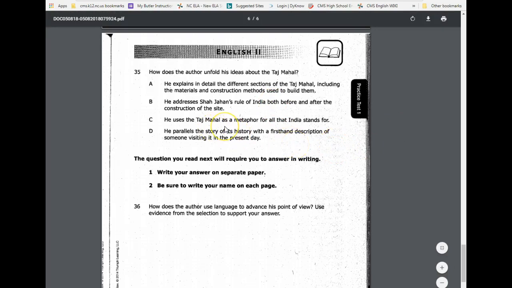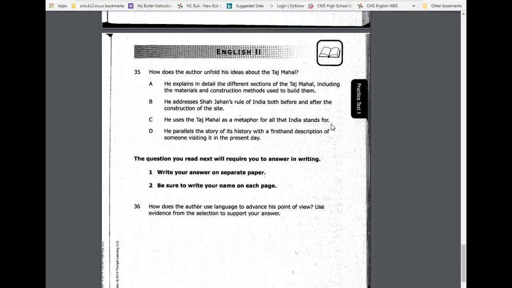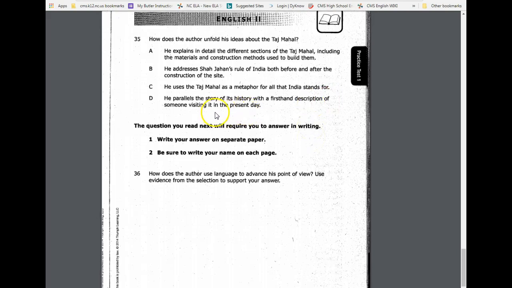He uses the Taj Mahal as a metaphor for all that India stands for. A lot of people pick this answer because it just sounds really smart, but the passage really doesn't get into what the Taj Mahal stands for. The passage is about who built the Taj Mahal and why. It's not about what India stands for. So we can pretty quickly eliminate C, and then that brings me to D.